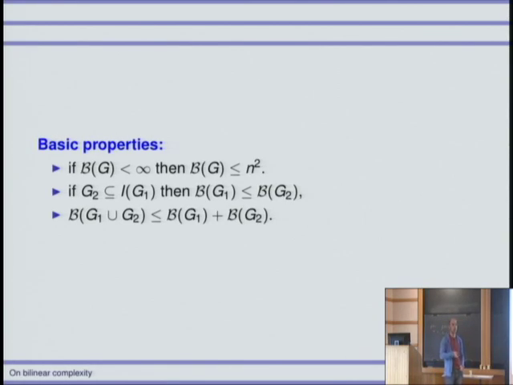Yes, exactly. That's the point. So if you have G1, G2 that generate the same ideal, then the bilinear complexity must be the same.